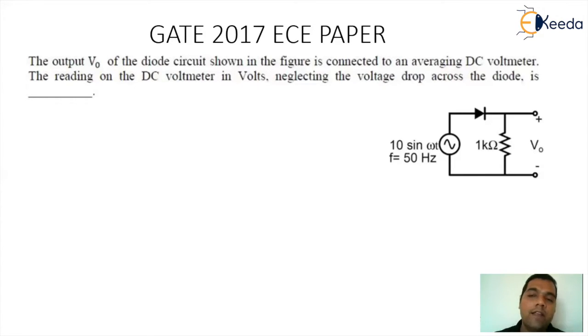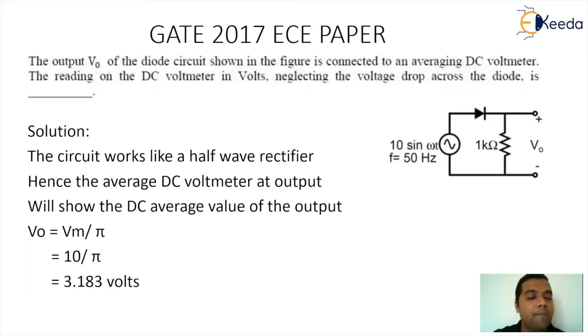We already have a formula for the average DC value of a half-wave rectifier. The average DC value of a half-wave rectifier is defined as Vm by pi, where Vm is the peak value of the signal. So with that logic, we can directly find the value as Vm by pi, which gives you 3.183 volts. So this is the solution.